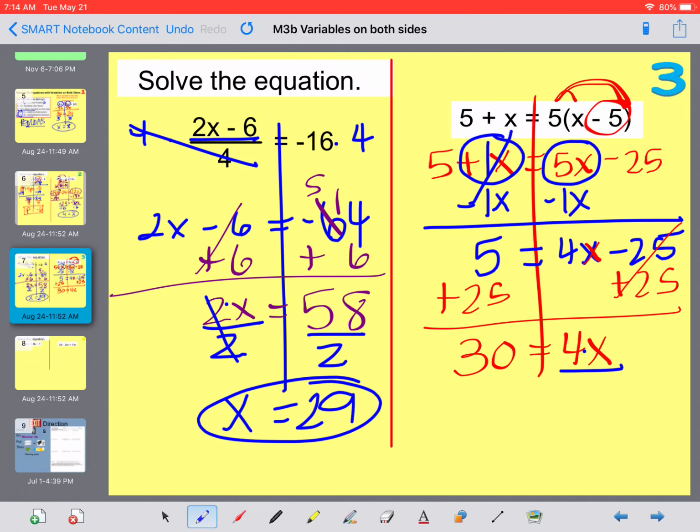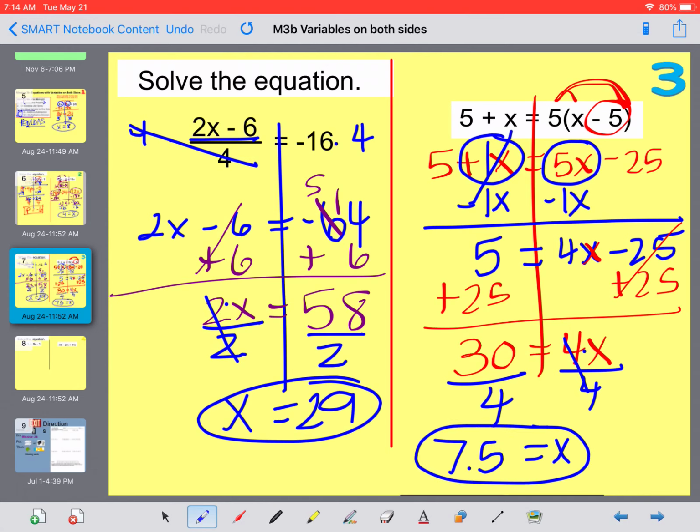And then the opposite of multiply is divide. Now 30 divided by 4 is not going to be a very nice number. Not going to be a whole number. 30 divided by 4 should give us 7.5. You can plug that one right into your calculator.